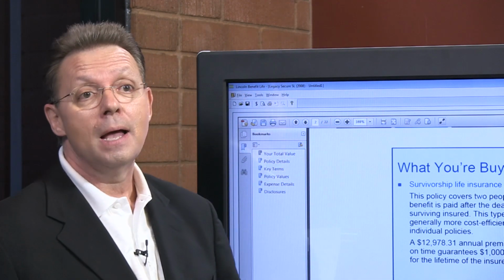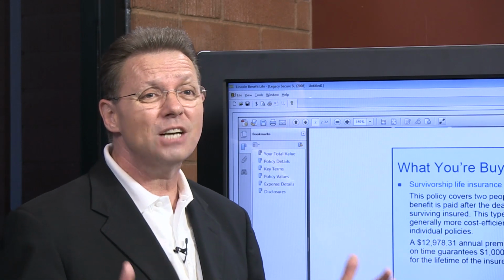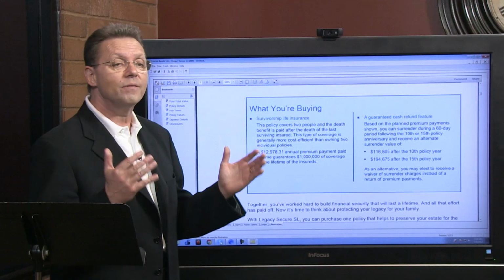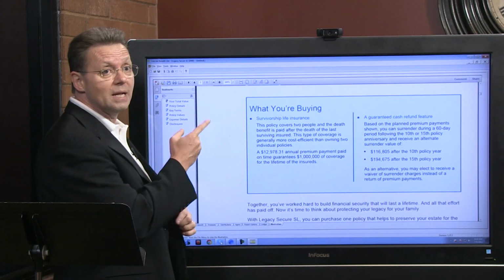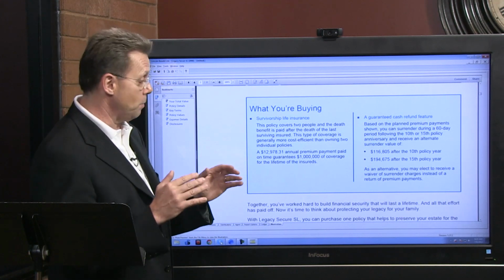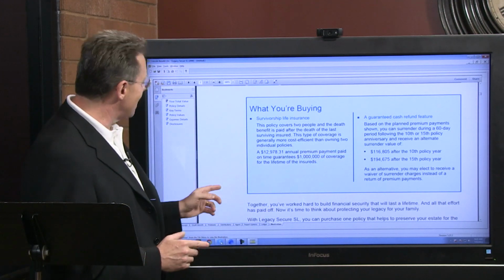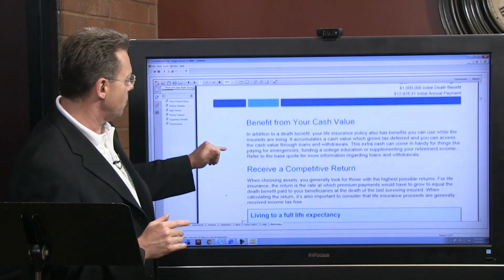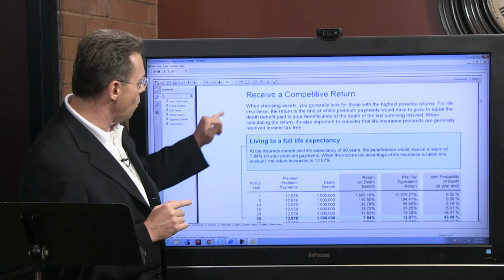In this contract, some of these second to dies, including this one by Lincoln Benefit, have guaranteed cash refunds. If you have buyer's remorse, you change your mind, the law changes, they have a lot of flexibility in this contract. One of the biggest reasons that carriers like this are so popular is because of this very feature. I have liquidity. But what I like about this is it just lays it out in such a nice format. It tells me the benefit for cash value, the competitive rates, and what's my lifestyle all the way out.